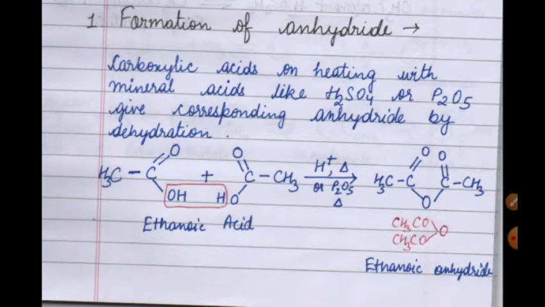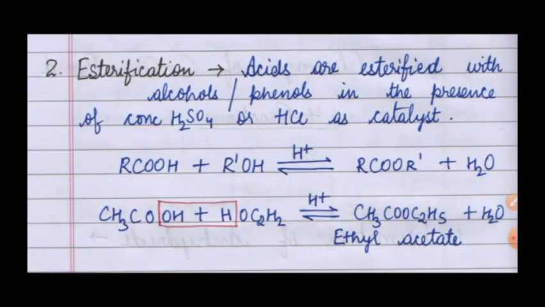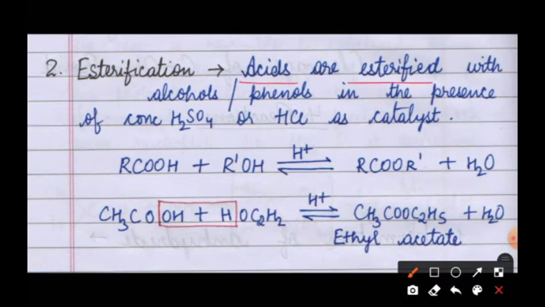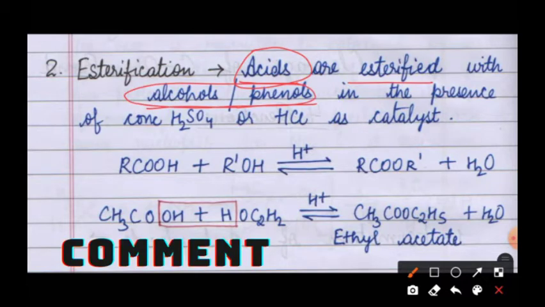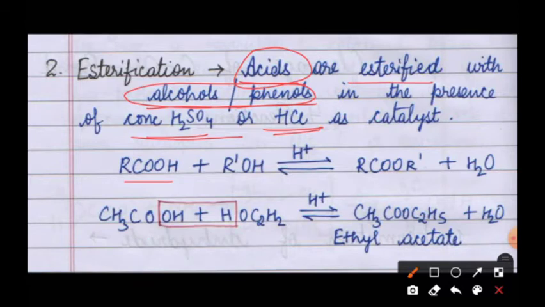Now let us see the next reaction. The next reaction is esterification, and you have already studied this reaction many times. Acids are esterified with alcohols or phenols. You have studied this in 10th also. Acids combine with alcohols and phenols to give esters in the presence of conc. H2SO4 or HCl as catalyst. This is an acid, this is an alcohol, which combine to give this group known as ester, plus water is released.